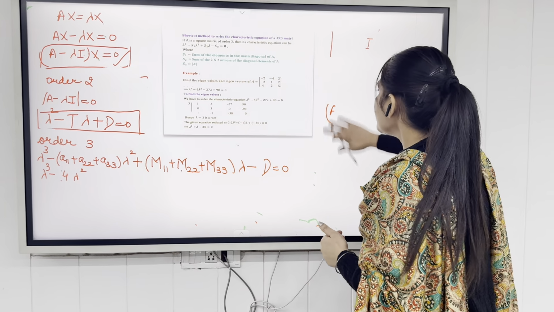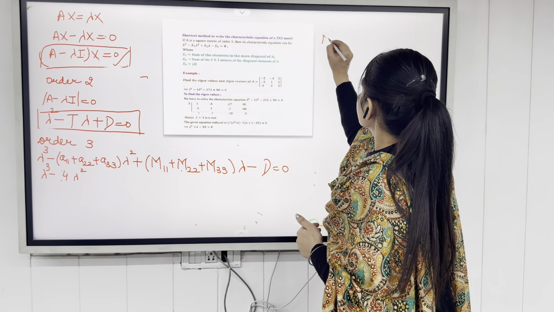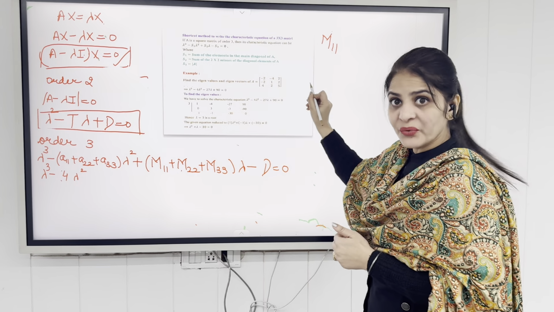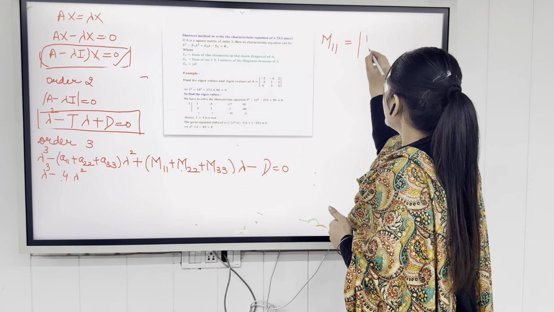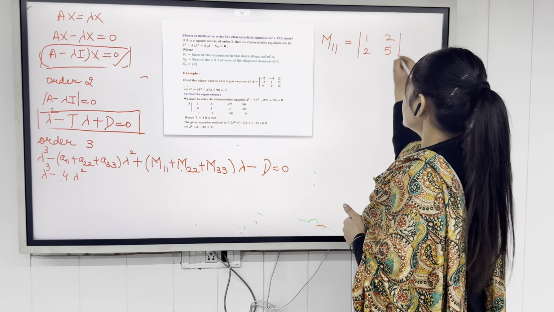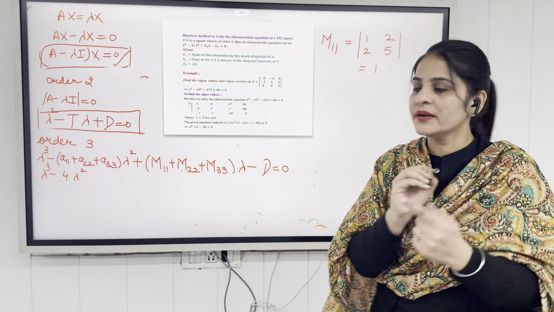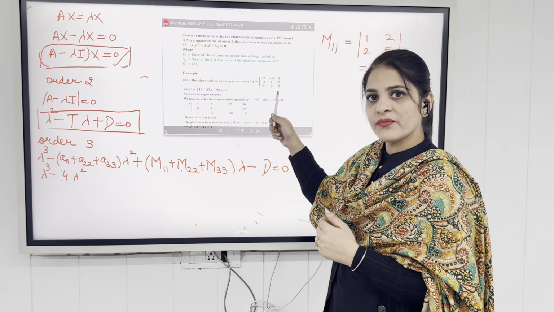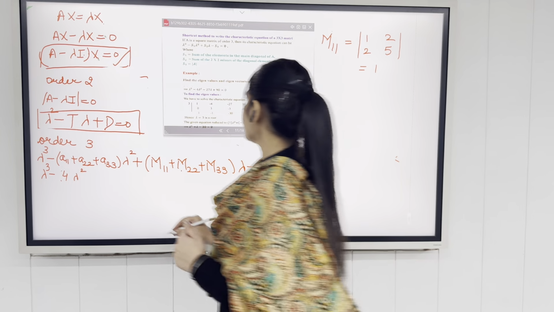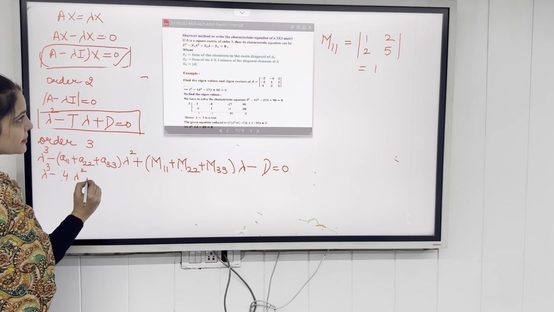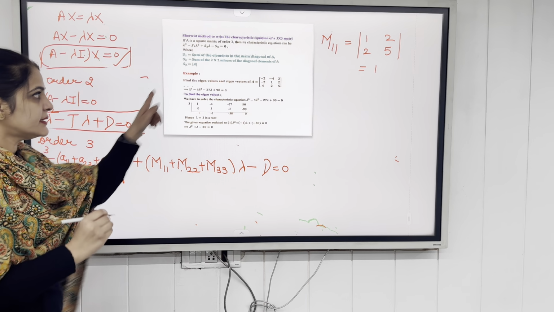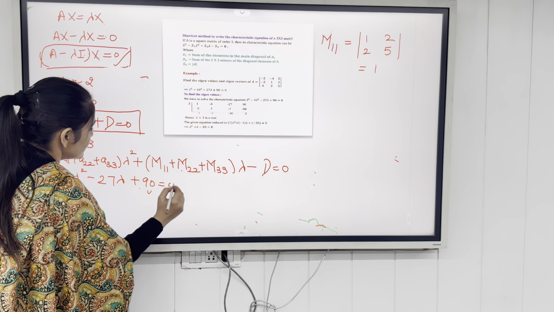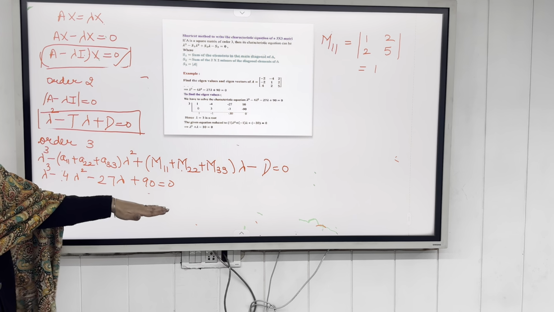If we are calculating M11, that is the minor of this element minus 2, that means the corresponding column and the corresponding row will be eliminated. We are left with 1, 2, 2 and 5. Take the determinant, we will get here 1. So the minor of minus 2 will be 1. Similarly, we can calculate the minor of 1 and the minor of 5. Replace each and every value, we will get the characteristic equation. This is lambda cube minus 4 lambda square minus 27 lambda. Take the determinant of order 3, we have already read, this is plus 90 equal to 0. This gives you a characteristic equation.